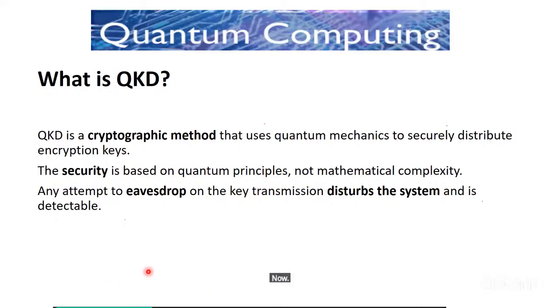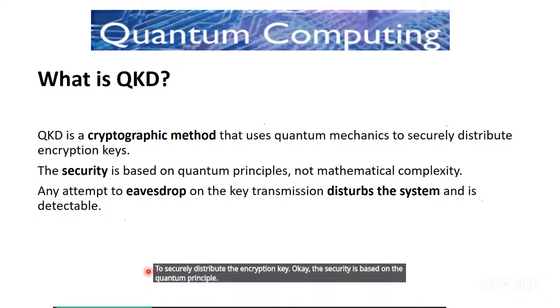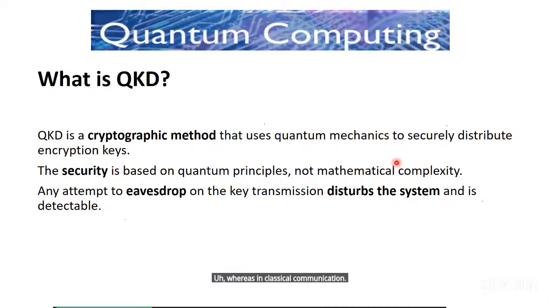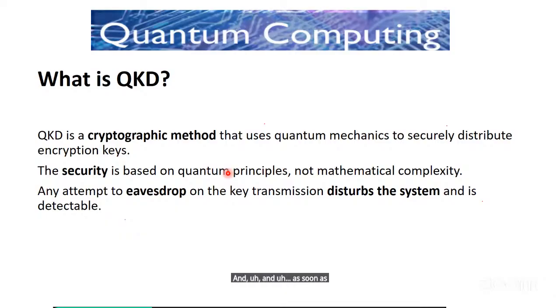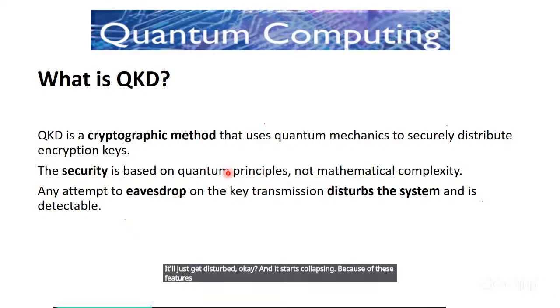QKD is a cryptographic method that uses quantum mechanics to securely distribute the encryption key. The security is based on quantum principles, whereas in classical communication the security is based on mathematical complexity. We use complex mathematical concepts there; here we use quantum principles: superposition, entanglement, and the measurement effect. As soon as a hacker starts accessing your data, the quantum signals get disturbed and start collapsing. Because of these features, I can identify the hacker immediately.